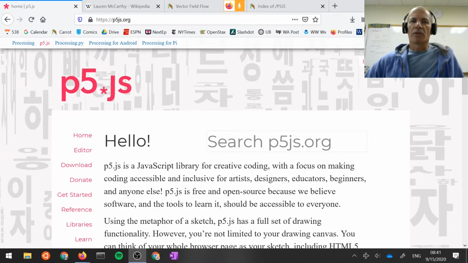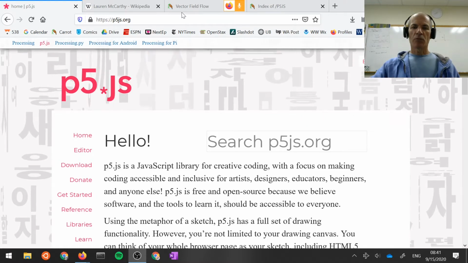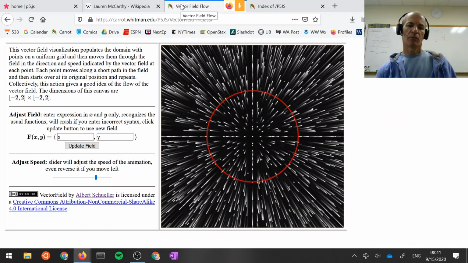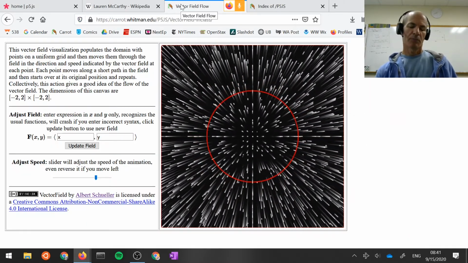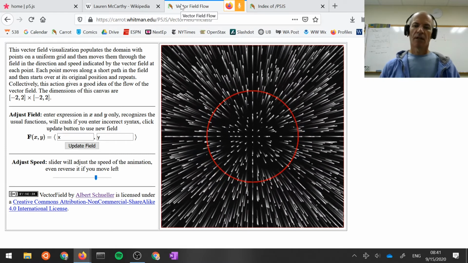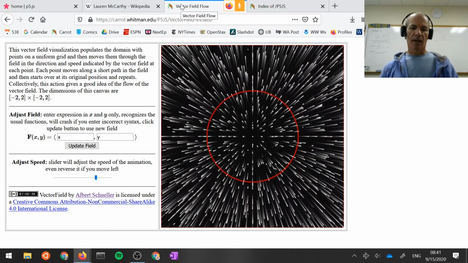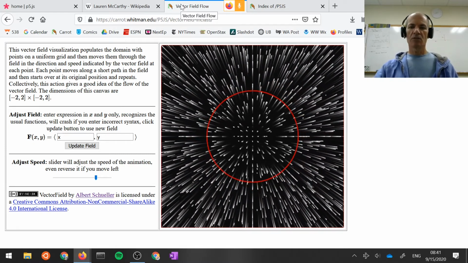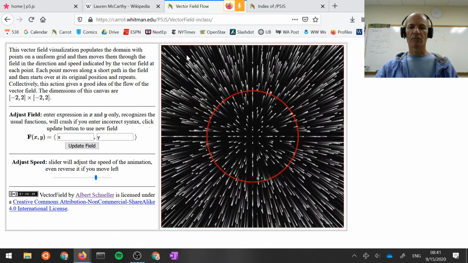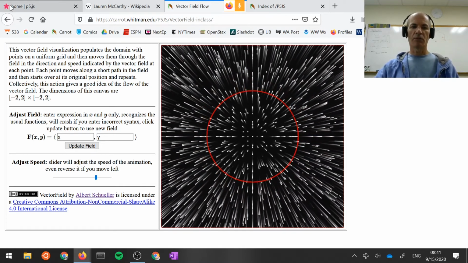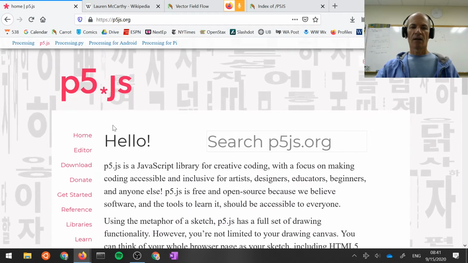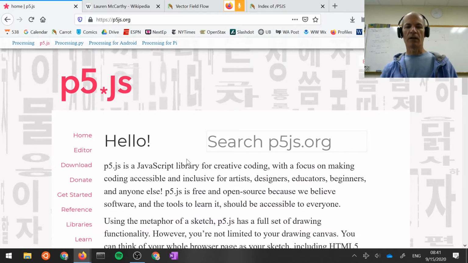Just to switch gears a bit, a hobby of mine, aside from cycling, is creating little visualizations on the web. For example, the vector field flow example that we've been visiting from time to time this semester is something that I wrote, and it uses a pretty fun little programming library called P5JS. Here's the website for P5JS.